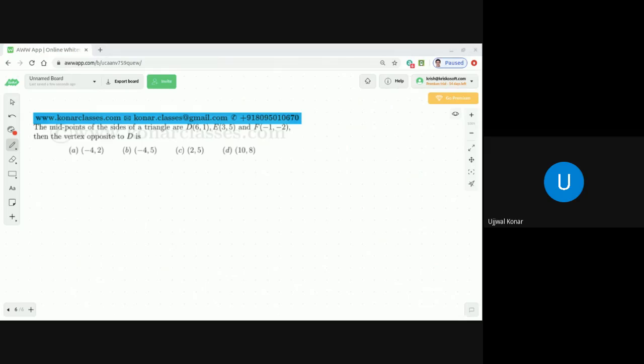So here the question, dear students, is that the midpoints of the sides of the triangle are D, E, and F. Then the vertex opposite to D is what? So better to construct the triangle first.